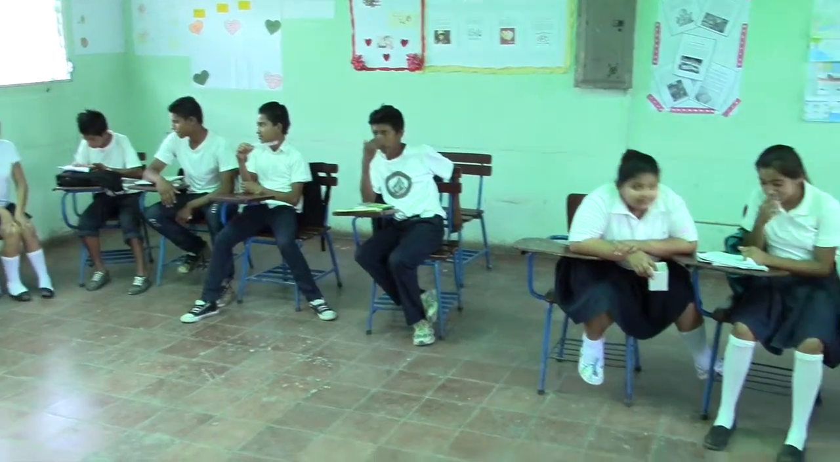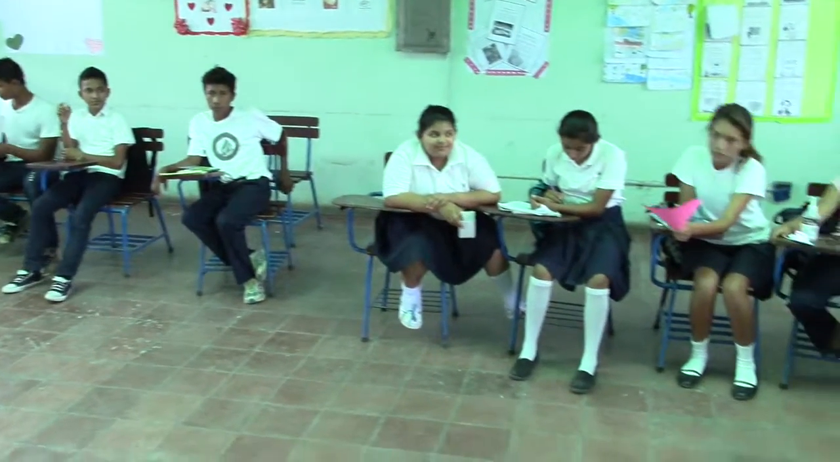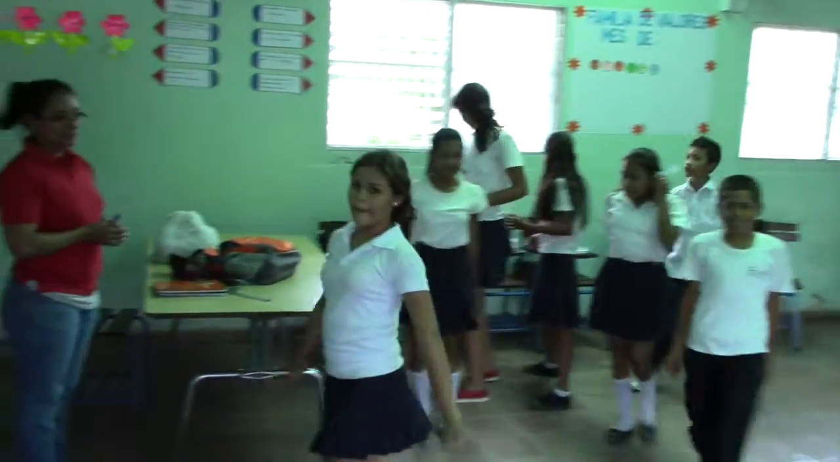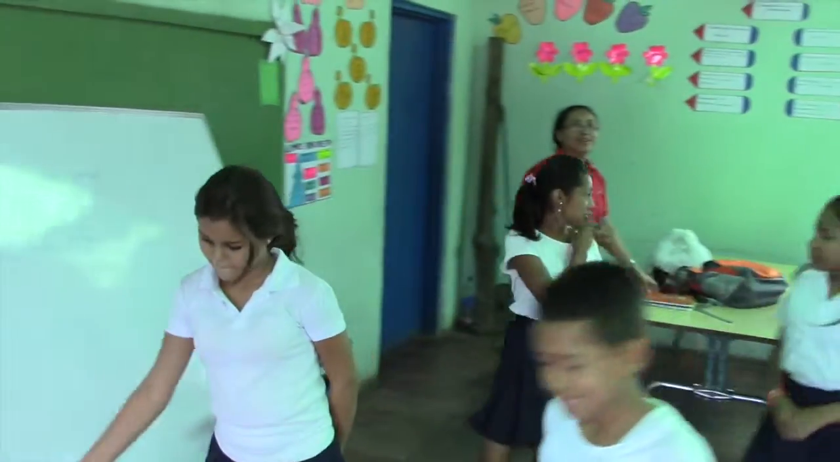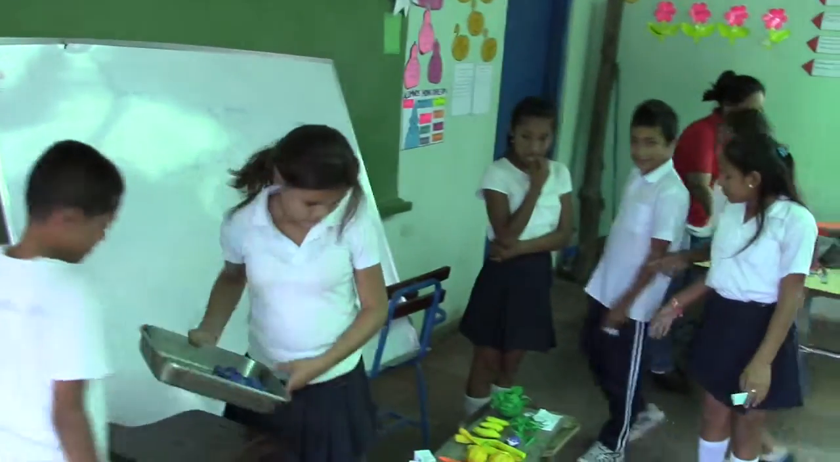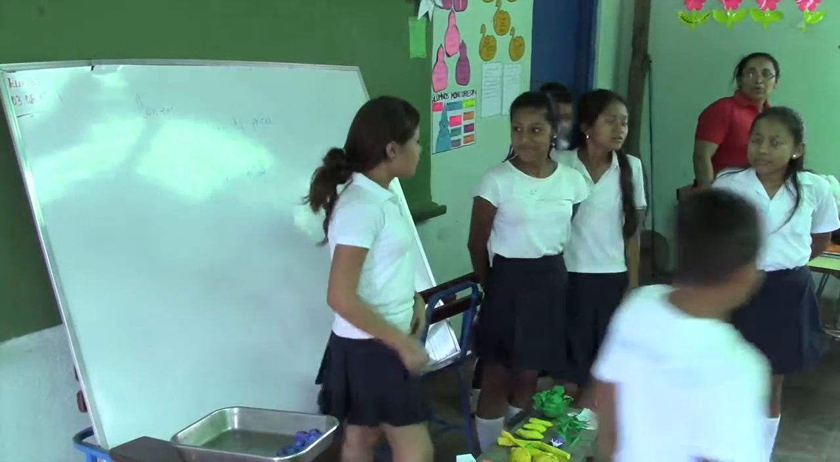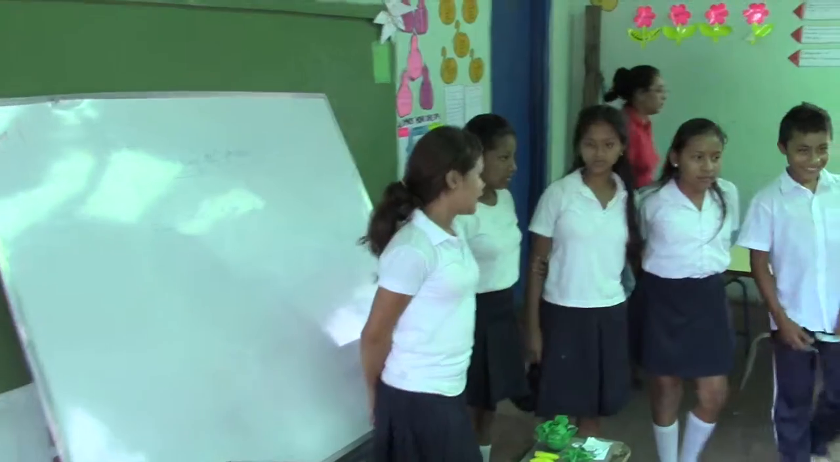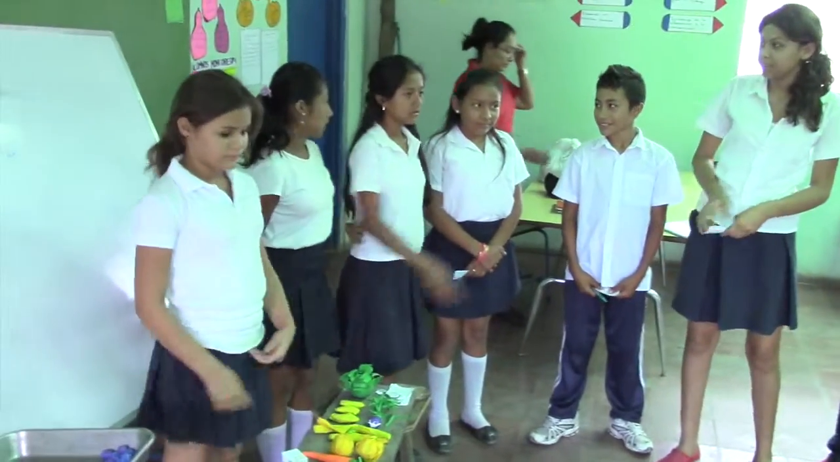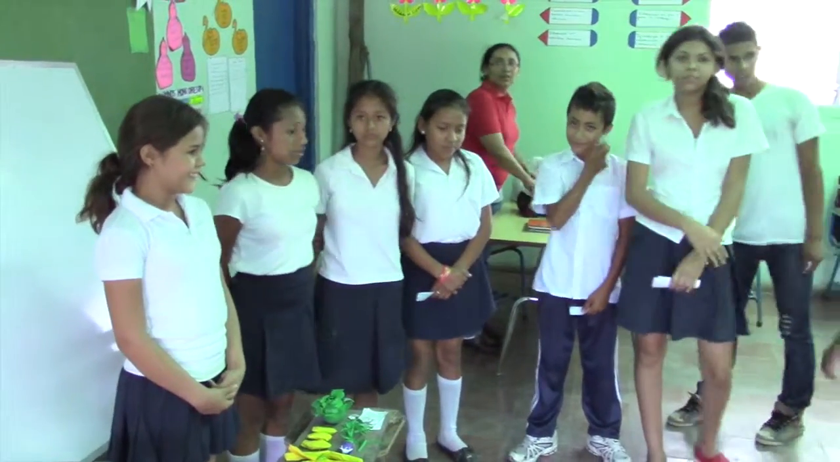One group presentation for the class. Here we are in the English class at Casa Blanca, and they're talking about how much something is or how much the price of things are.